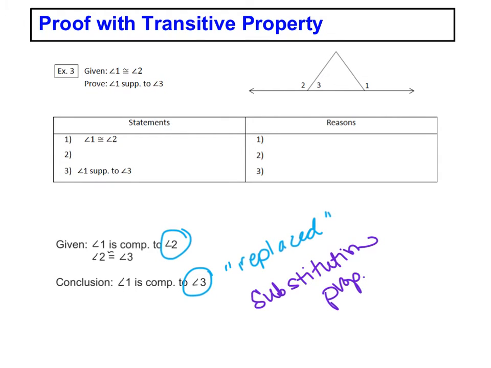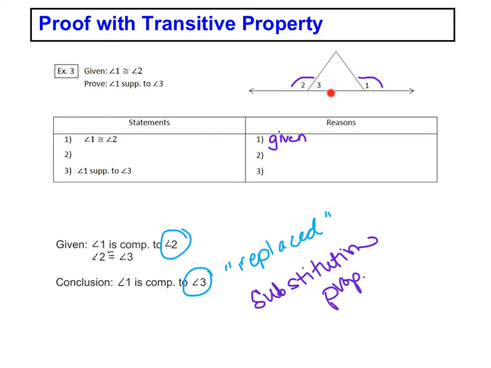Alright, so now let's take a look at the proof. We are given that angle 1 is congruent to angle 2. So we can go ahead and mark angle 1 is congruent to angle 2. And we need to prove that angle 1 is supplementary to angle 3. So in our proof, angle 1 is congruent to angle 2 is our first statement, and we write that in because that's our given. Alright, from there, what you can say is that angle 2 is supplementary to angle 3.